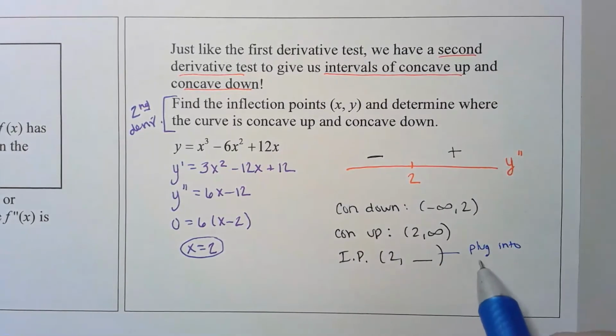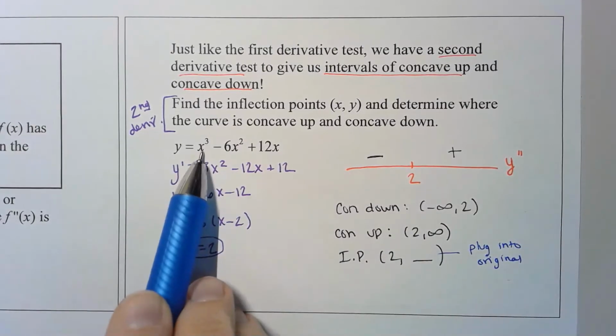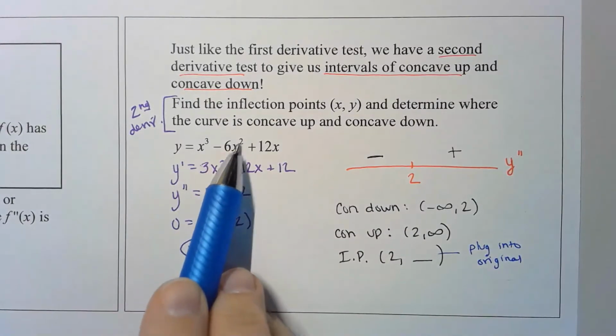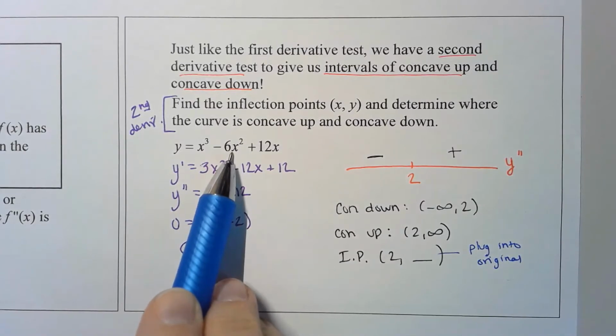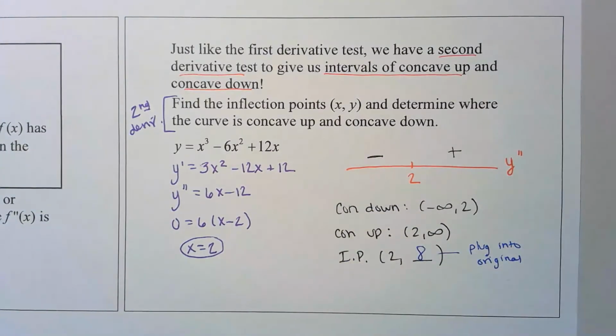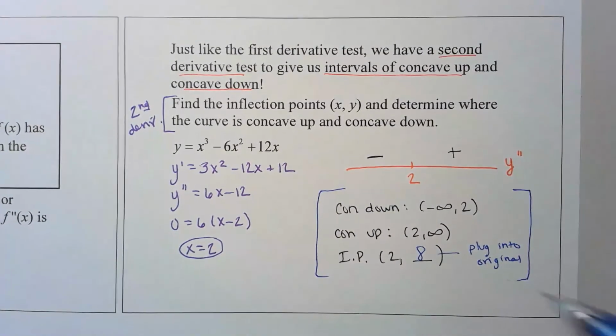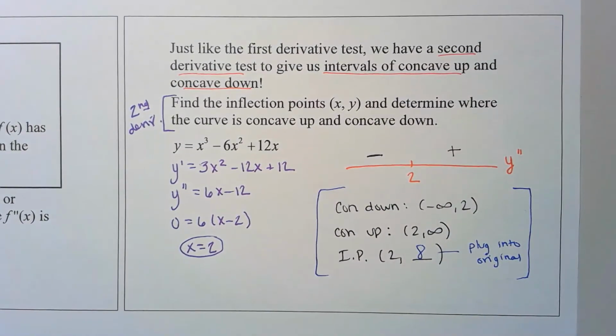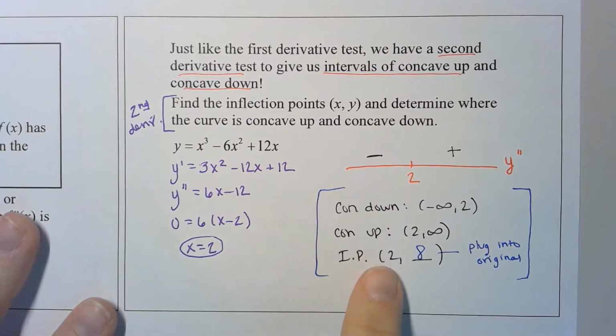We go back to the original, just like with maxes and mins. So I'm going to plug in a 2, and I get 8 minus 24 plus 24? Oh, perfect. So my inflection point is at the point (2, 8). And there's everything they asked for. So again, the procedure looks exactly the same. We're just using the second derivative instead of the first derivative, which means my intervals represent something different.